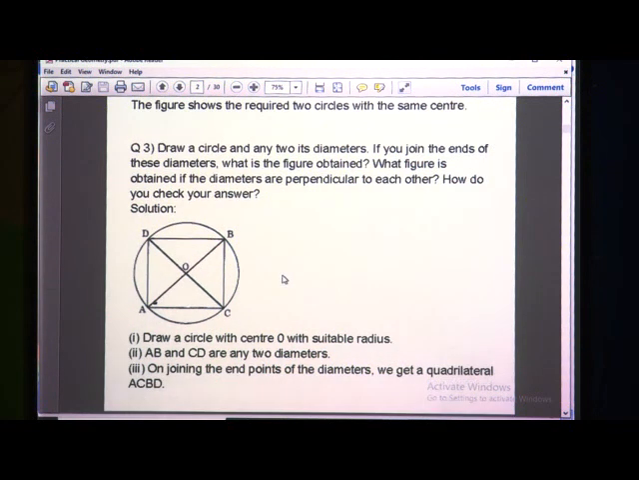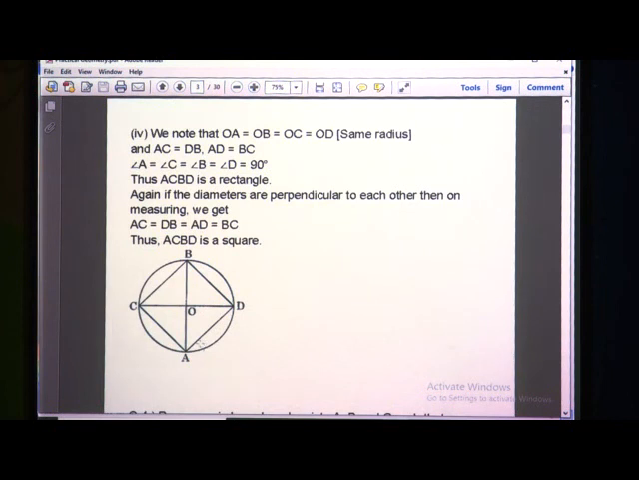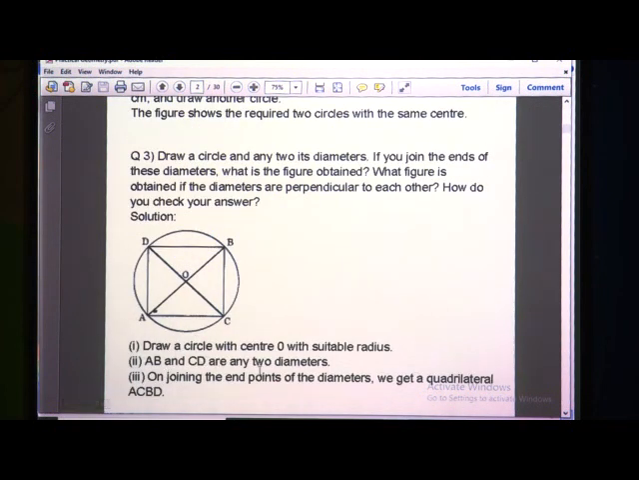So, let us see. First, draw a circle with center O with suitable radius. We can take any radius, placing the pointer at point O and taking a specific radius, we have drawn a circle. The next step is AB and CD are any two diameters. So, we have drawn two diameters in the circle, that is AB and CD are the two diameters. Step 3, on joining the end points of the diameters we get a quadrilateral ACBD.